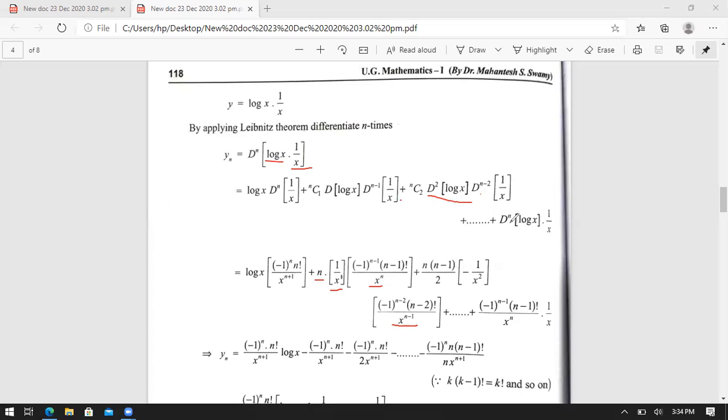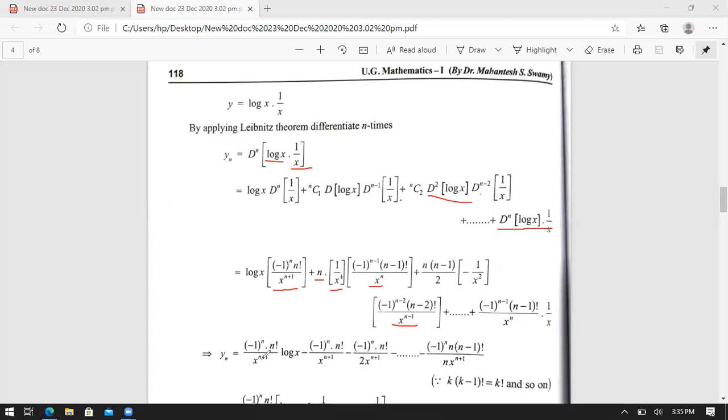Finally write here d to the power of n, nCn log x into 1 by x is there. Then I write here minus 1 to the power of n minus 1 into n minus 1 factorial divided by x to the power of n into 1 by x. That is the value. Means d to the power of n log x value is this one. After that 1 by x as it is. Finally you write here yn equal to minus 1 to the power of n into n factorial divided by x to the power of n plus 1. Okay, take this one.